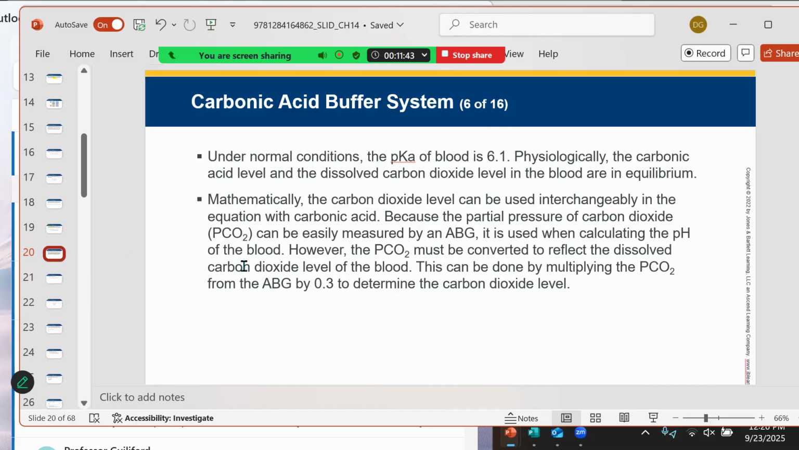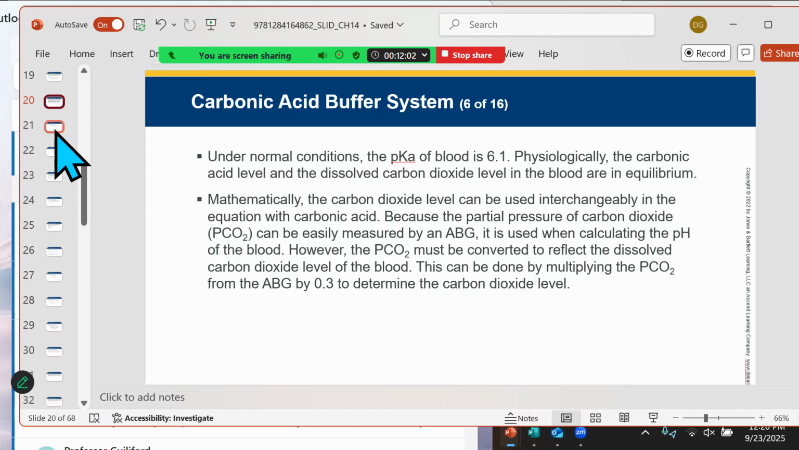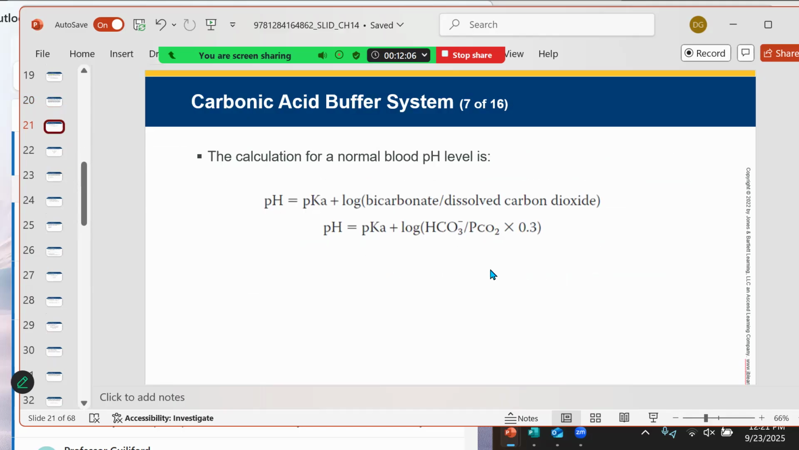Carbon dioxide level can be used interchangeably with carbonic acid, because the partial pressure of CO2 can be easily measured. What we do in blood gases is we pick the one we can measure most easily, and we use that. And then we do the math to come up with the ones that are harder to measure. So the one we can measure is CO2.